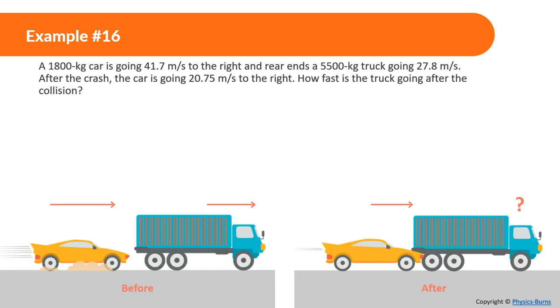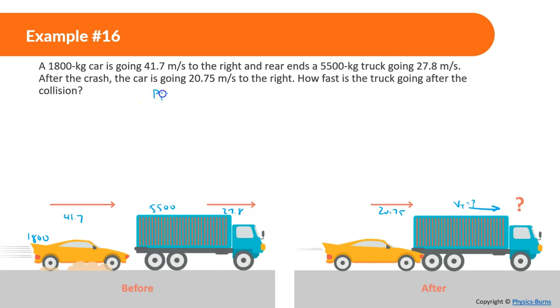Okay, moving on. A 1800 kilogram car is going 41.7 meters per second to the right, and rear ends a 5500 kilogram truck going 27.8 meters per second. After the crash, the car is going 20.75 meters per second to the right. How fast is the truck going after the collision? Okay, let's write some things down. 1800, 41.7, and then we have a 5500 truck going 27.8. The car is now going 20.75, and we want to know the velocity of the truck after.